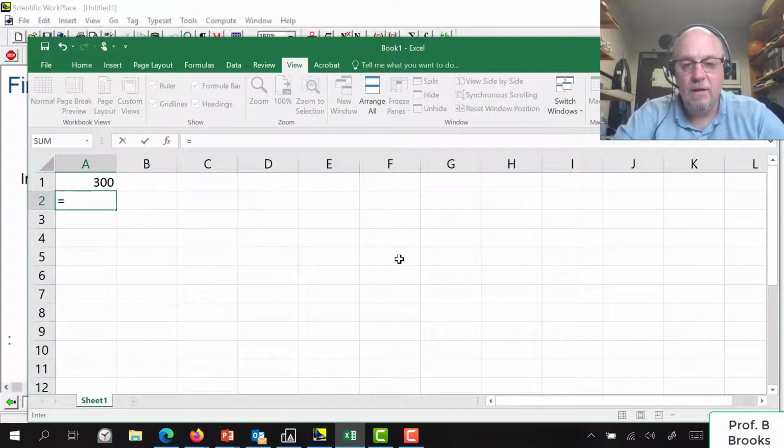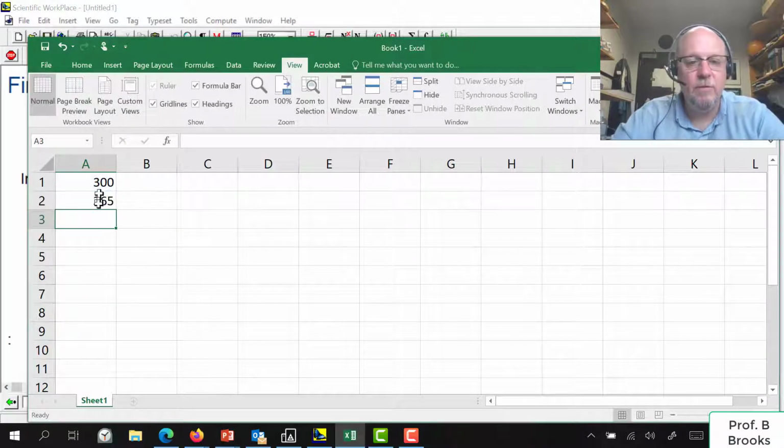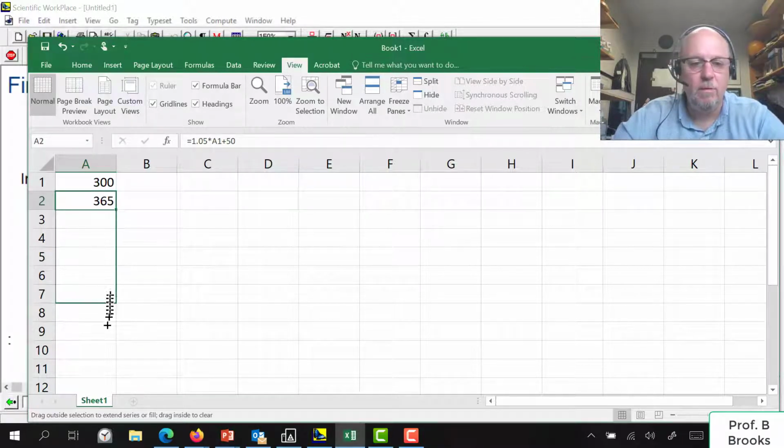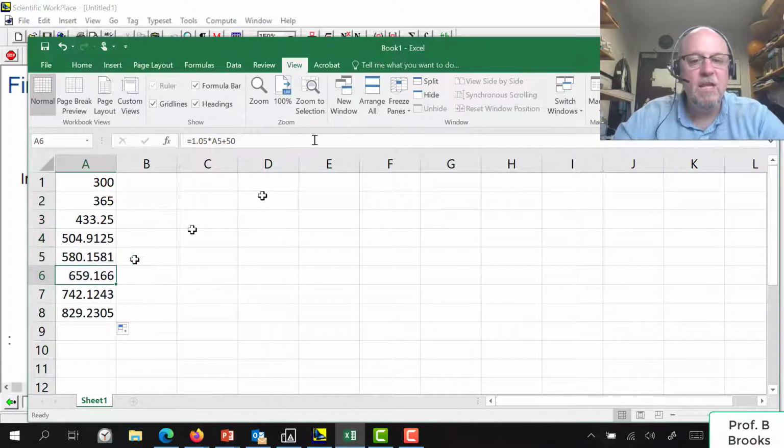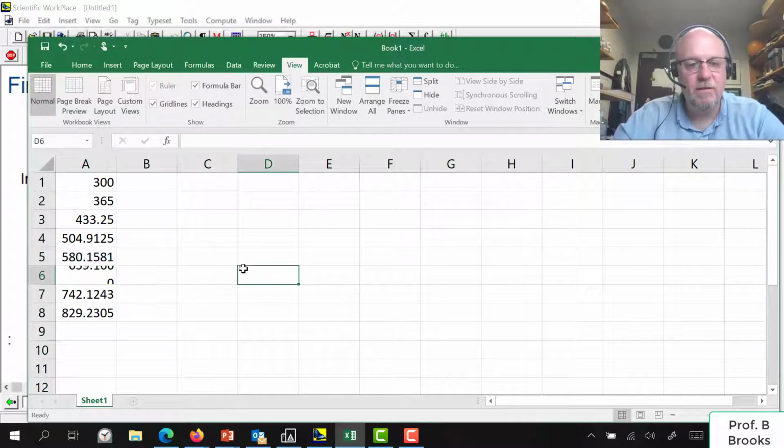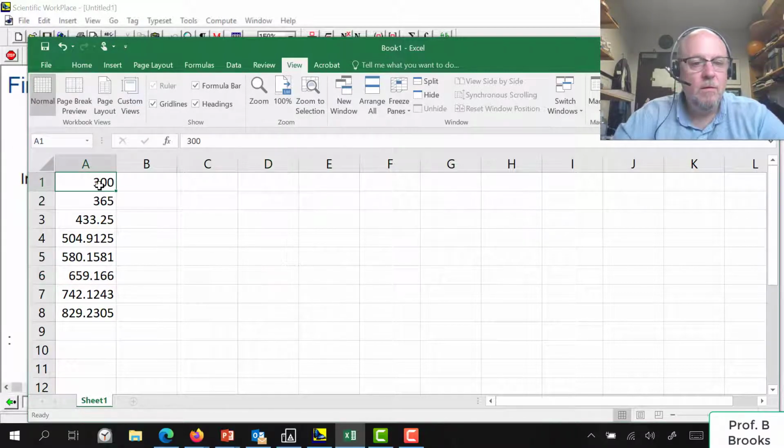What happens to our money? We take the 5%, 1.05, times the value we had before, and then we add $50 to it. There's our 365. That 1.05, that's the A, the 50, that's the B. Those are constants, constant parameters through the problem. Now I can just copy this down, and each cell is taking the cell before it, multiplying by 1.05 and adding 50. So I start off with 300, and I can see that I get 365, etc.